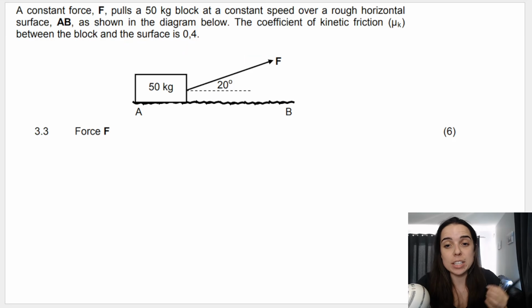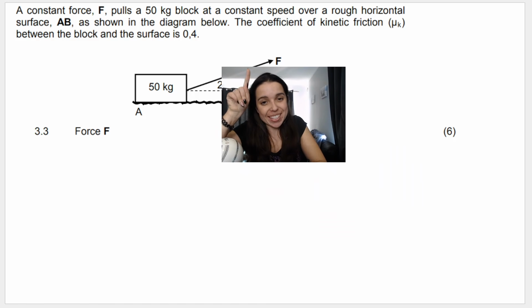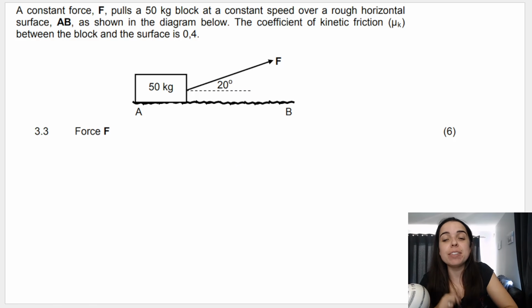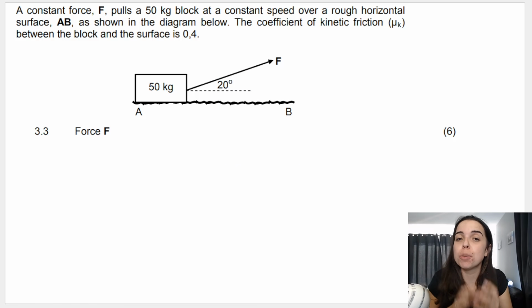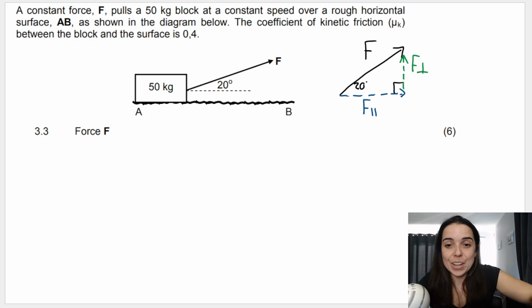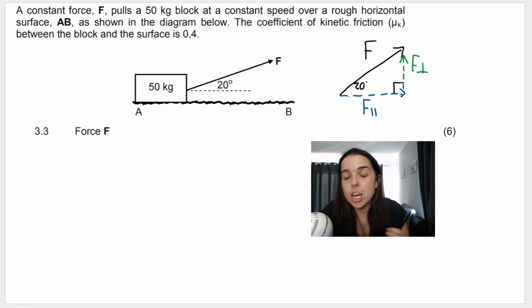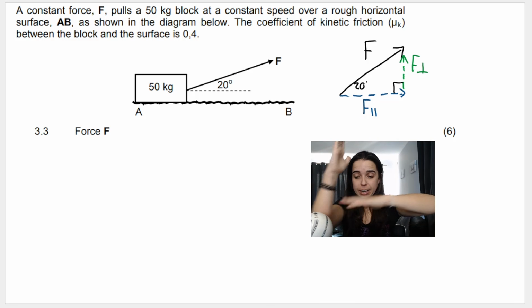The next question wants me to calculate F, force F, and just take note how F is at an angle. Because F is at an angle, we know that we should break F down into components or resolve F into components. So just to show you what that means. So F is acting at an angle like this. There's F at an angle of 20. We can break it down into 2 components. F parallel and F perpendicular, like that.